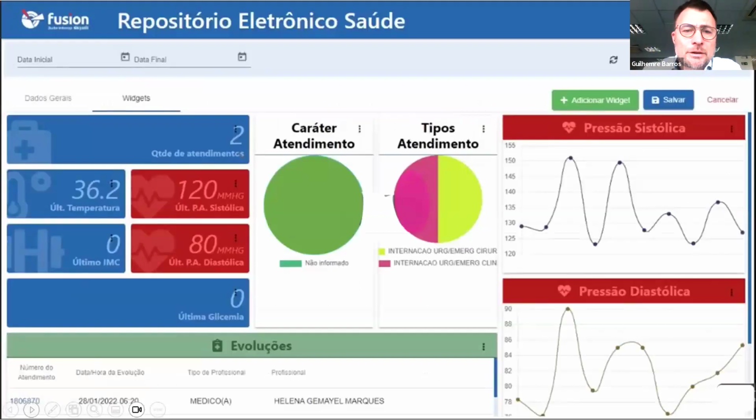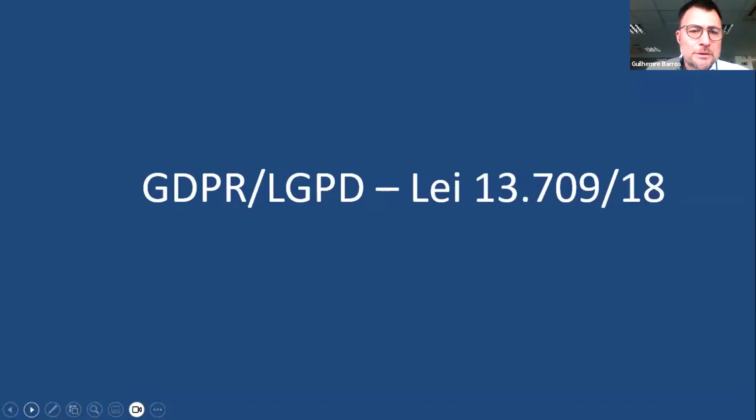Here we have another kind of visualization. We have indicators, a pie chart or a line chart. We can aggregate information from two different services, like some tests we can put on the same line. And we have a table here to see the information with another kind of view.